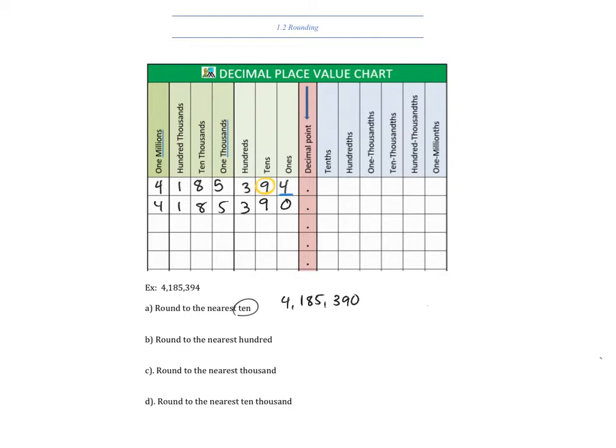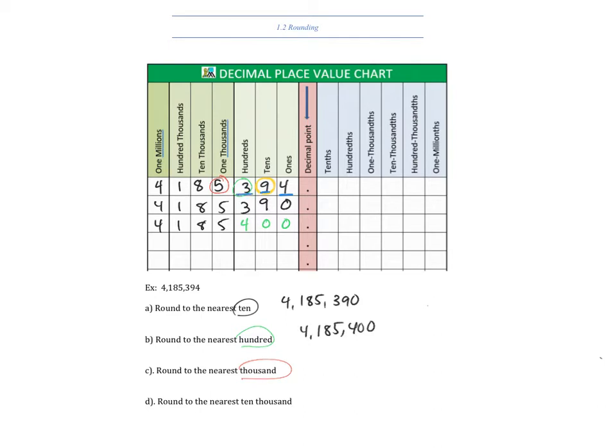Okay, now rounding to the nearest 100. I go to my hundreds place, and now I look next door to the right. It's always looking to the right. Because that 9 is large enough, it's going to round my 3 up. So that 3 goes up to a 4, and I replace everything else with 0. So I would get 4,185,400.